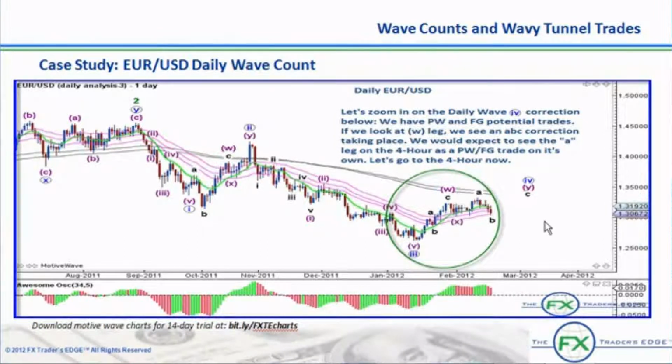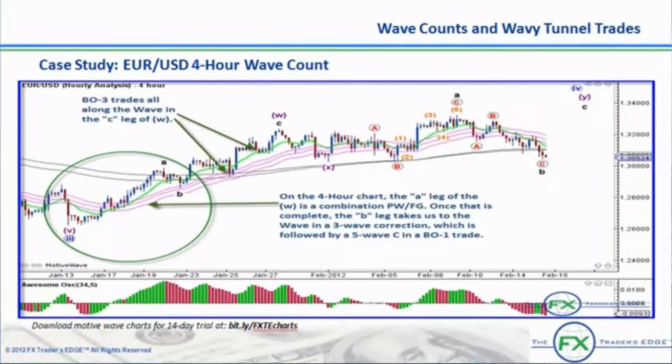If we look at the wave W leg, we see an ABC zigzag correction taking place. On the 4-hour chart, what would that look like? We would expect to see the A leg on the 4-hour as a PW-FG trade on its own. Remember, a PW trade on the daily is the same as an FG trade on the 4-hour chart. Let's go to the 4-hour chart now to zoom in on this move. Sure enough, on the 4-hour chart, the A leg of the W is a combination PW-FG trade.